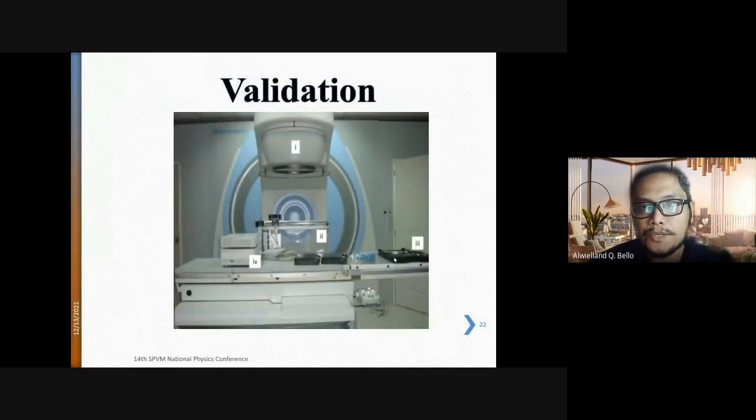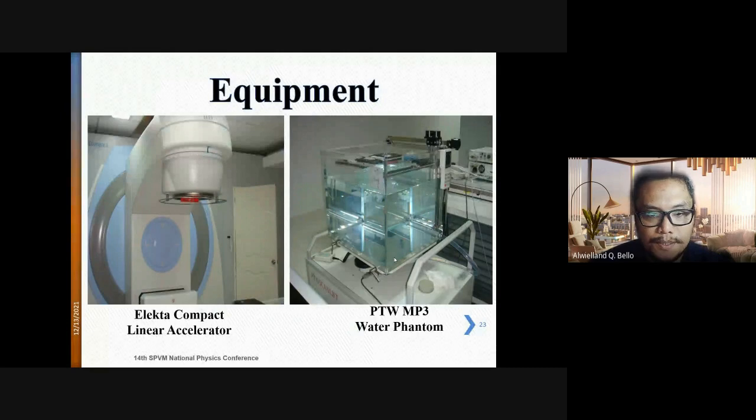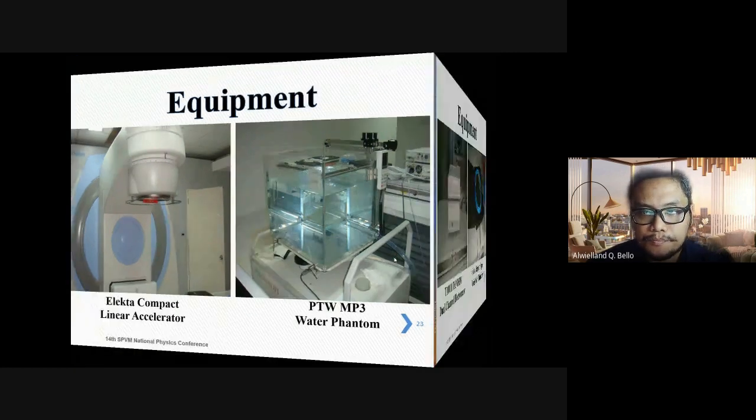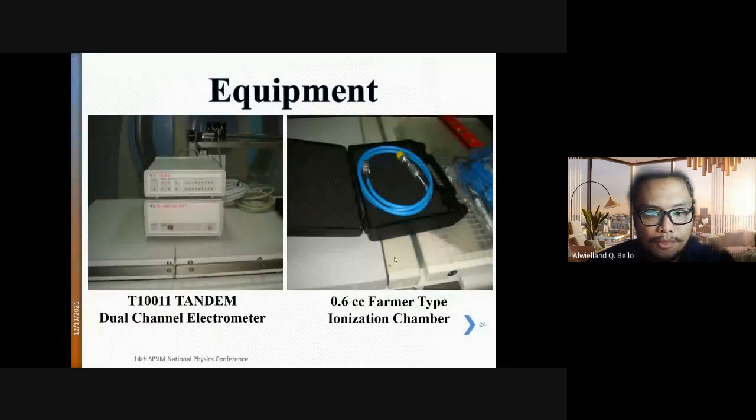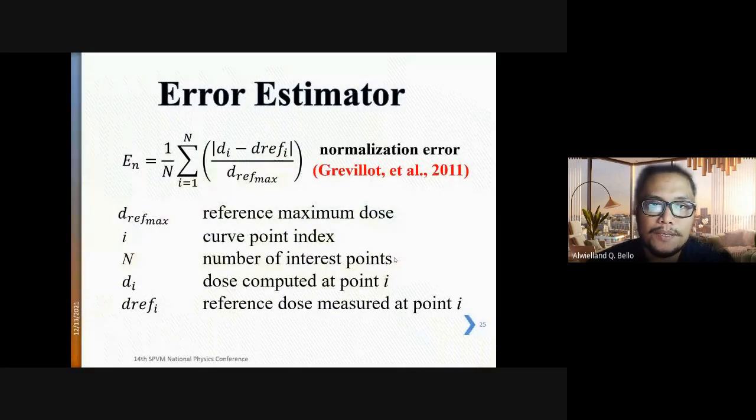And so we now proceed to the validation through experimental procedure. So here's the equipment: the Electra Compact Linear Accelerator and the PTW MP3 Water Phantom. Additional equipment are a dual channel electrometer and an ionization chamber. So we have the error estimator and the equation as introduced by Grivilio et al. in 2011.